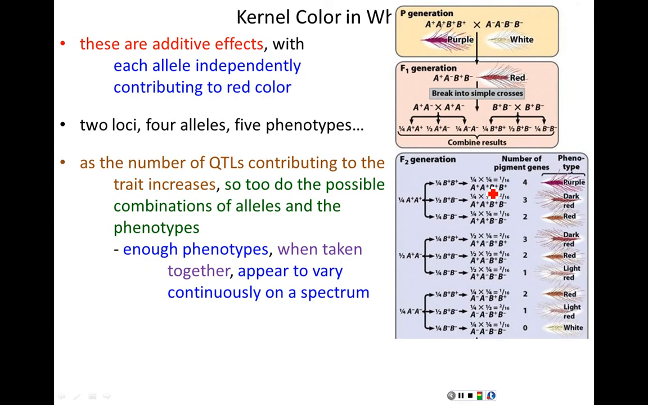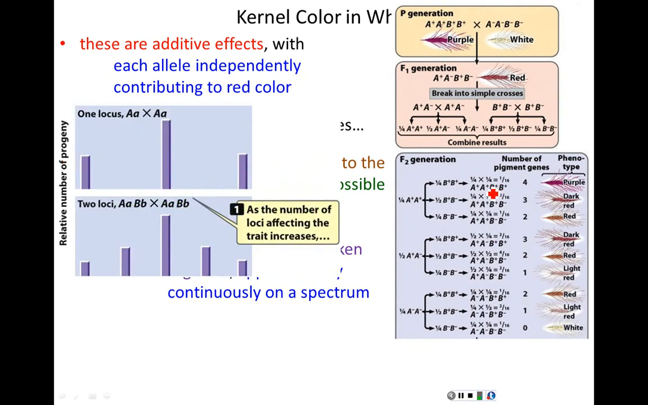You get enough phenotypes due to enough QTLs, take those phenotypes together, and what do you get? You get a trait that appears to vary on a spectrum. I'll show you what I mean. One locus. Now these are additive effects. Keep that in mind. These are additive effects. So each allele that is dominant or positive contributes to the trait. If you have additive effects and you're dealing with one gene and 2 alleles, you have 3 possible states. Homozygotic negative on one end of the spectrum, heterozygotic in the middle, blended, partial inheritance, partial dominance, and homozygotic positive on the other end of the spectrum.